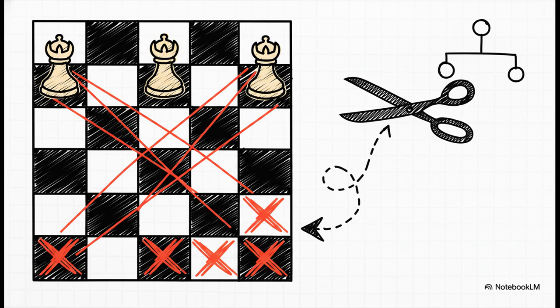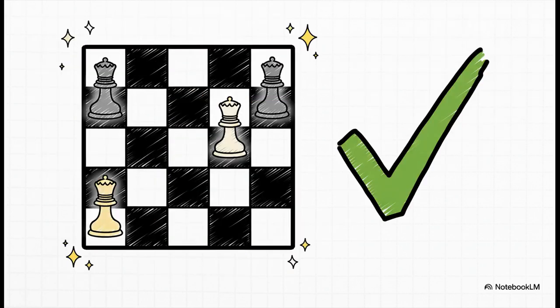And now the algorithm does its magic. It says, okay, this whole path was a mistake. It prunes that entire branch of the decision tree. It backtracks. It literally goes back to the previous row, picks up that queen, and moves it to the next available safe spot. And it just keeps doing this.